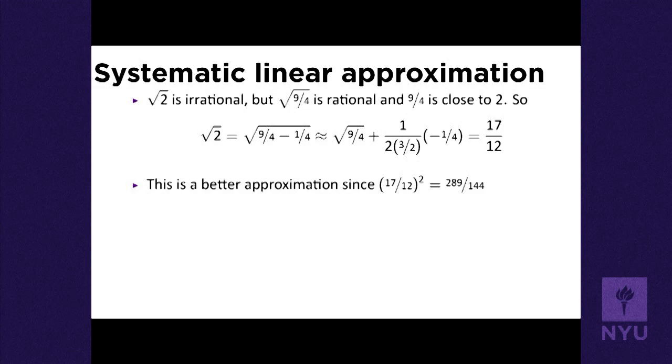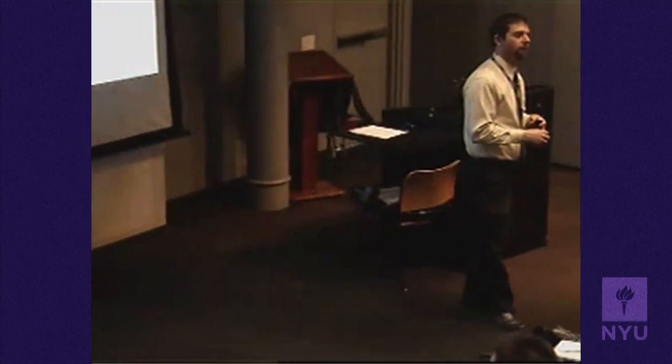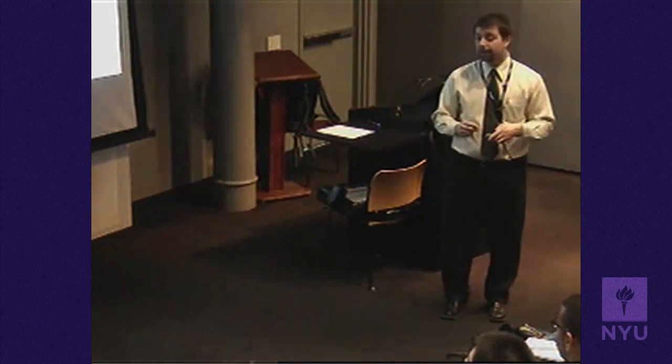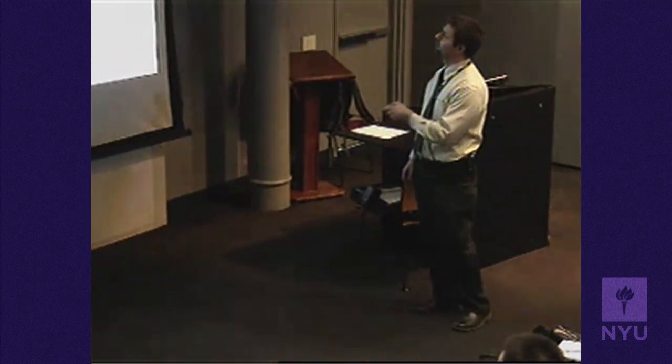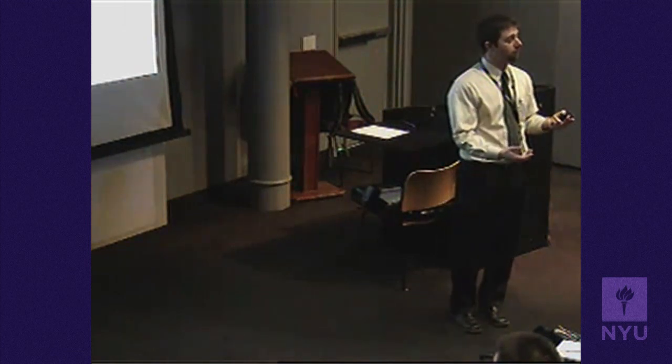So how would we know that that was a good estimate? Well, remember, we can just square it and see if we get a number that's close to 2. So I'll do the numerator. You guys do the denominator. What's the square of 12? 144. 17 squared is 289. So 17/12 squared is 289 divided by 144. Is that close to 2? Yes, it is. It's only off by 1/144.